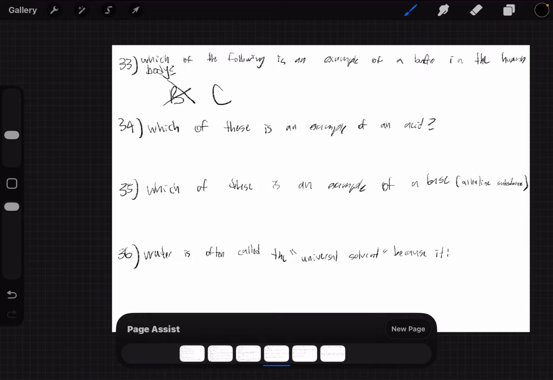34 says, which of these is an example of an acid? So I wrote C, which is household bleach, but I was wrong, and the real answer was A, which is lemon juice. 35. Which of these is an example of a base, aka alkaline substance? So for this, I wrote B, which is ammonia solution, and I was actually right. It was B. Sorry for the confusion.